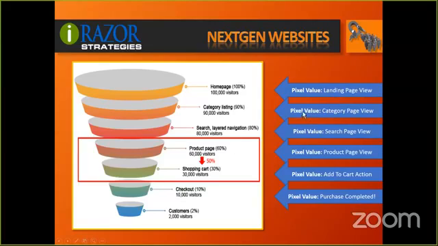But you can see where you can create all these pixel values so that you could later on go back and say, hey, show me every product page view that I've had in the last 30 days. Show me every add to cart action that's taken place in the last 30 days. Show me all the purchases completed. So again, without the pixel, none of this is possible. This is what makes it possible to collect that information.